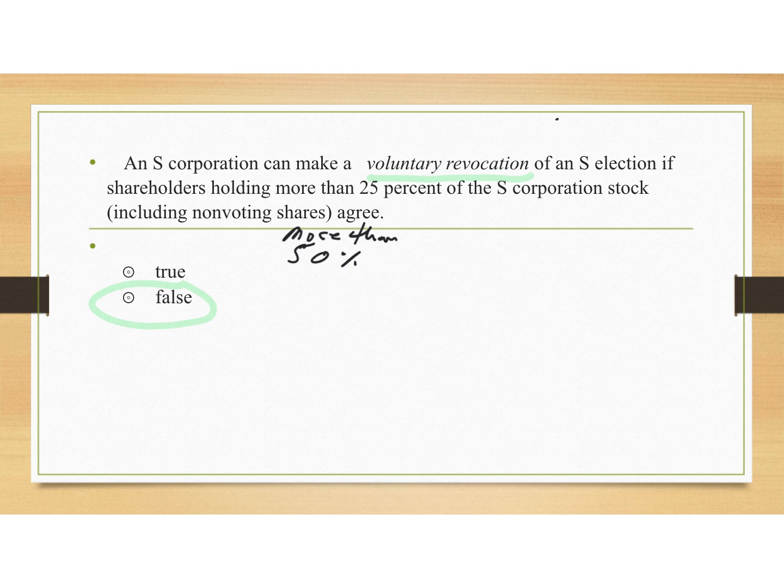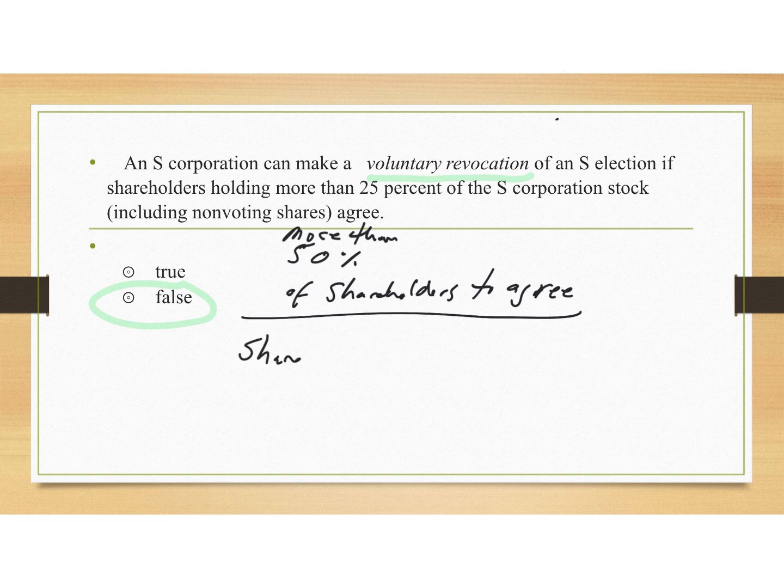The reason that this is false is you need more than 50% of the shareholders to agree. And be careful with that. I said 50% of the shareholders, but essentially it's shareholders with more than 50% of the stock. Okay, so yes, you can voluntarily revoke your S corp status, but you have to control more than 50% of the stock in order to do it.